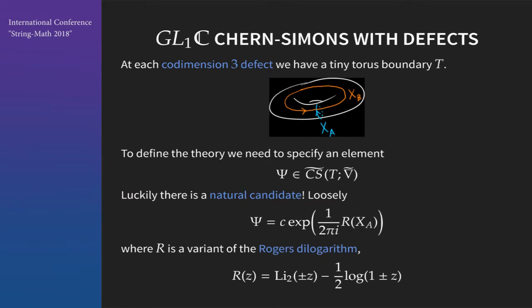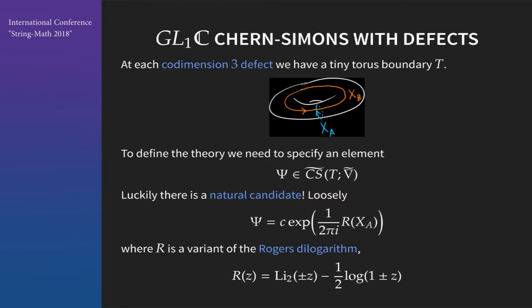Now, the really interesting thing is what do we do with the codimension 3 defects? At the codimension 3 defects, we've created a little torus boundary. So imagine drilling out a tiny neighborhood of that defect. If we're going to define a modified version of GL1 Chern-Simons, what do I have to do?